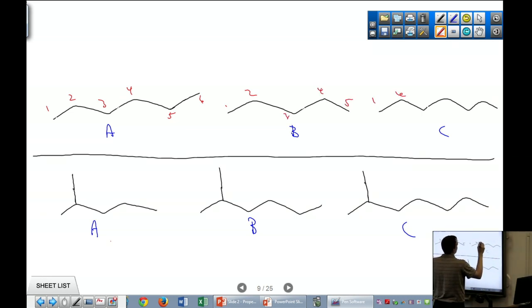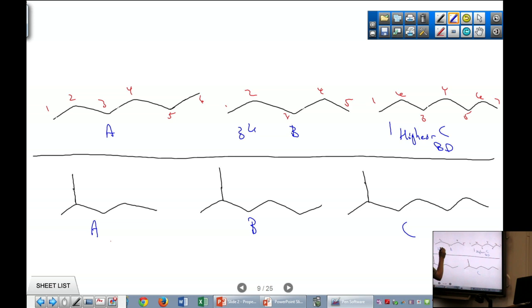So right now you just have to remember, as you go along the homologous series, the more carbons you have, the higher your boiling point. So, size does matter when it comes to boiling point, right? So this will be your highest boiling point because it has the most carbons. This will be your lowest because it has the least carbons. And then this will be in between because it has an in-between number of carbons.